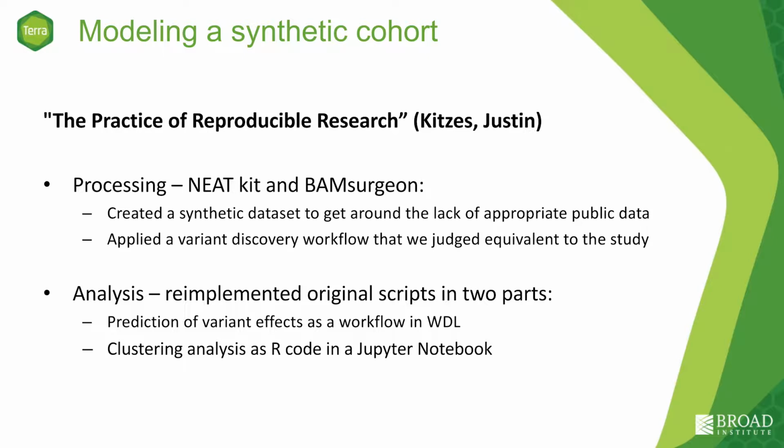And so in order to do that, we use these two tools that are not GATK tools, but I'll describe briefly what they do, and I'll show you where you can learn more about them. So they are the NEAT kit and the BAM surgeon, and the way that they work is basically to create a cohort that mimics the statistical distribution of a real cohort, but rearranges all of the data in such a way that it's now no longer associated with any real patients. So you can now do whatever you want to the data because it's no longer associated with any real people.